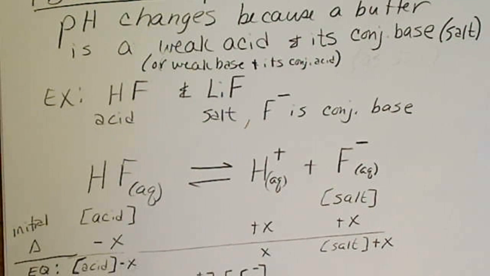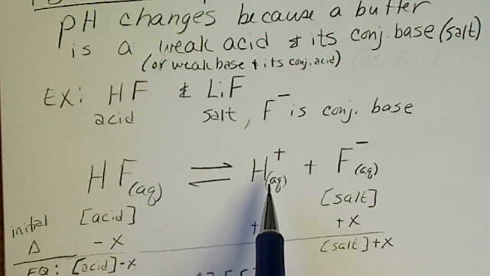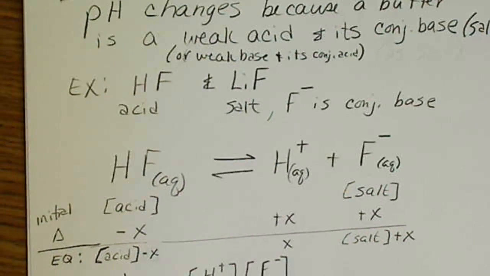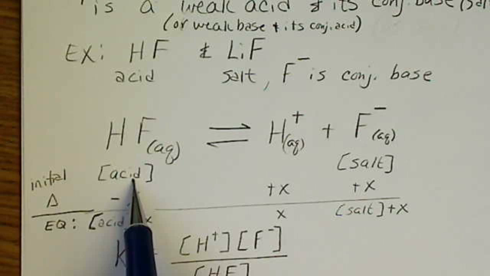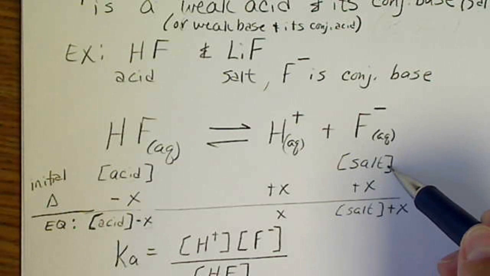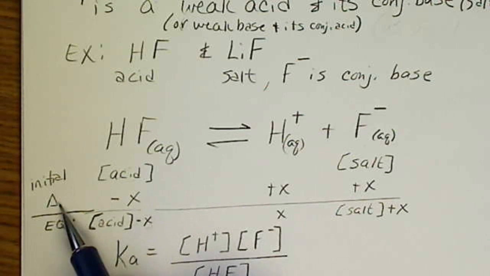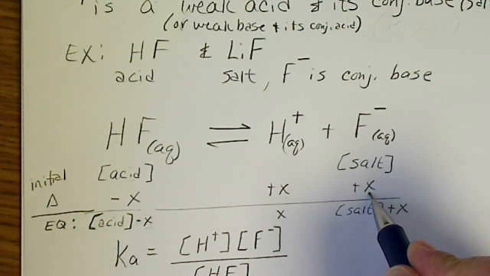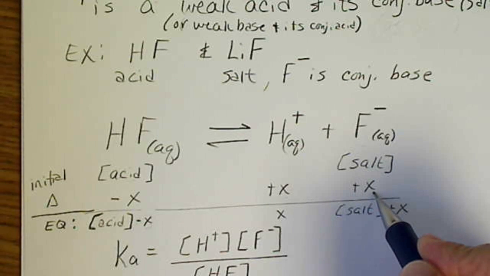So if we look at the dissociation of the weak acid, hydrofluoric acid, it dissociates into H plus and F minus. If we look at the way we would set up an equilibrium table, the concentration of the acid is what our initial value would be here, and then the concentration of the salt would be the initial concentration of the F minus. When the weak acid dissociates, we lose a small amount X, and we gain X as the hydrogen ion, and we gain a small amount more fluoride from the acid dissociating.